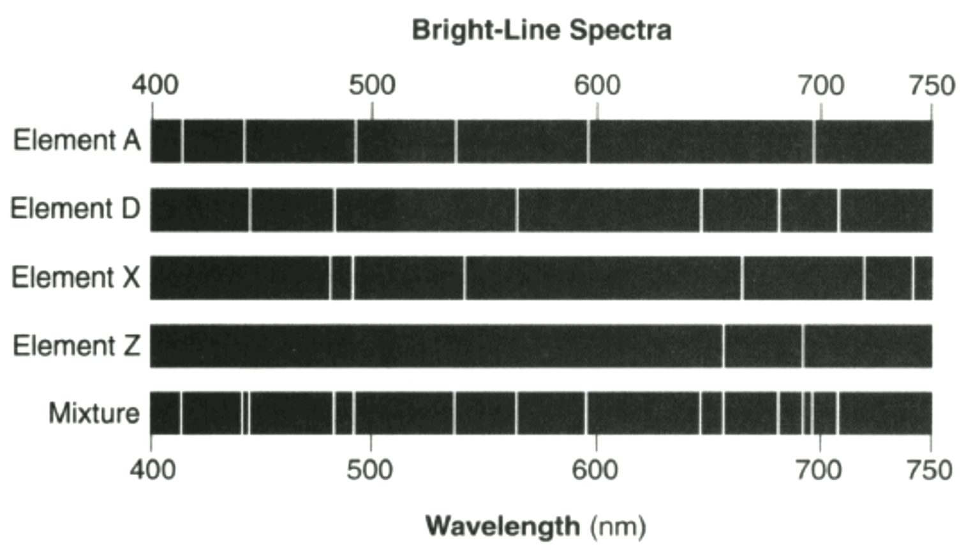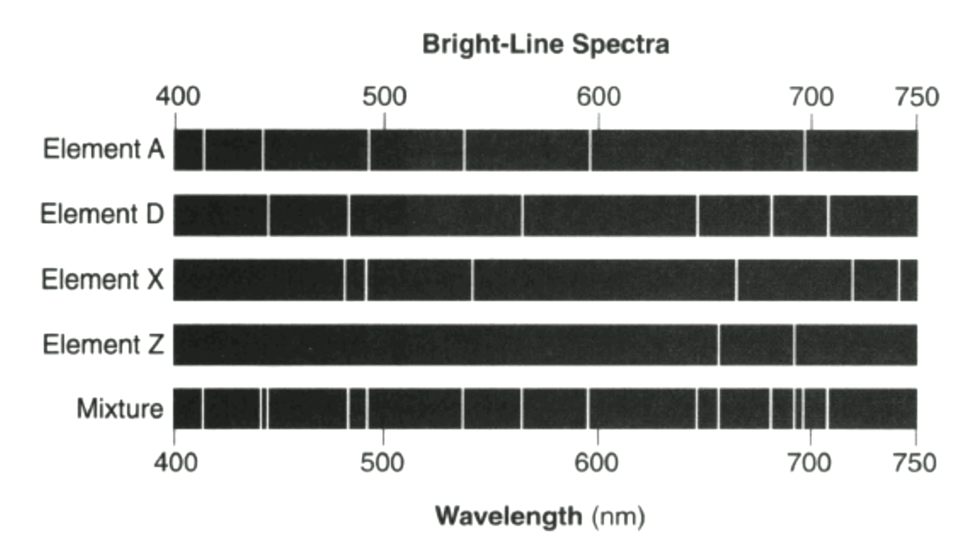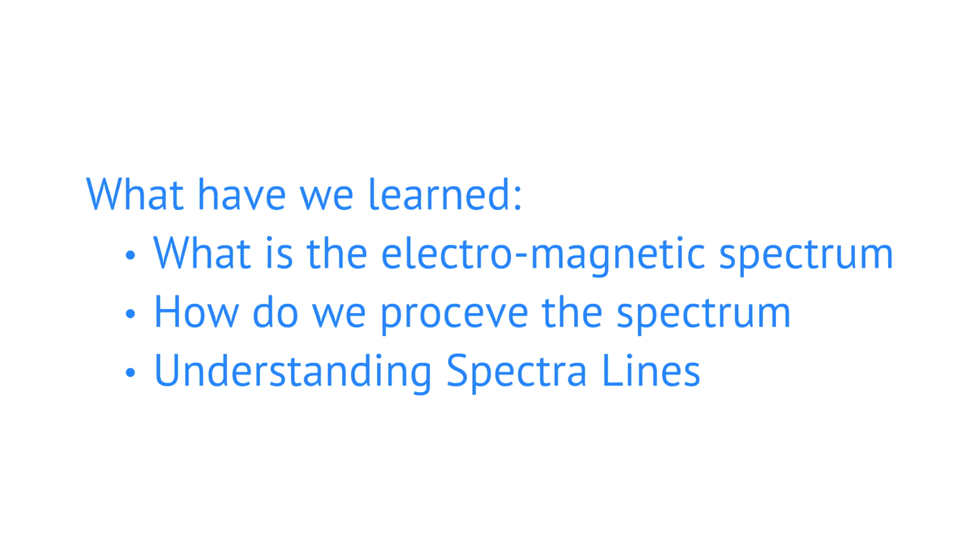This is what a scientist does when looking at starlight and trying to figure out what elements could possibly be in that star. We also have the rovers on Mars doing the exact same thing with soil samples, trying to figure out if there was ever life on Mars. So what have we learned? We learned what the electromagnetic spectrum is, how we perceive the spectrum, and how to determine and understand spectral lines.